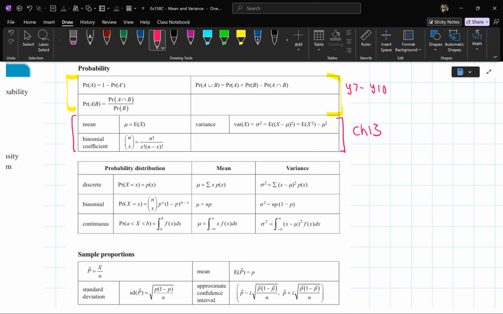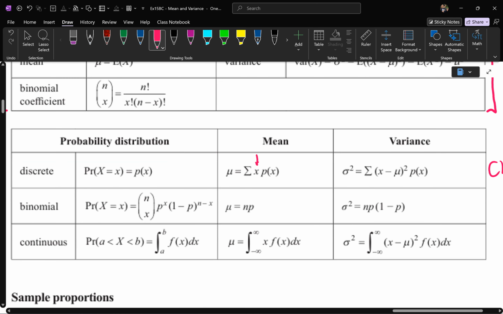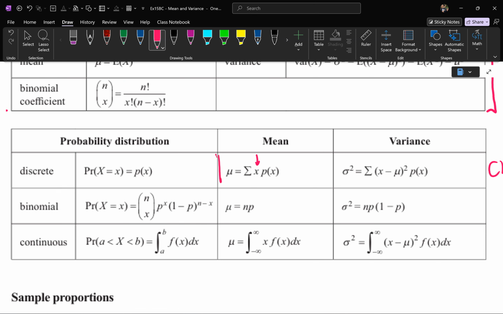See, discrete, that's your chapter 13 there. That's a theory I taught you. So I taught you, how do you find the mean? You told me it's the distribution table, X times the probability. That's how you find the mean, and I showed you the proof to it as well.